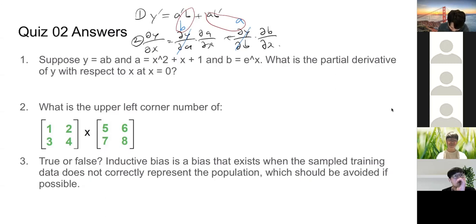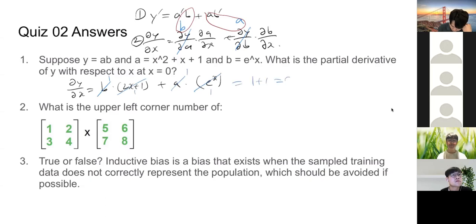So what is each value? In either case, we're going to use solution number two, because that's what we learned. We know that partial y over partial x is equal to b times partial a over partial x, which is 2x plus one, and then we add a times the partial of e to the power of x, which is e to the power of x, the same. If we substitute x equal to zero, then a will be equal to one, and e to the power of zero is one, so this will be one and this will be one. So it will be one plus one, which is two. So the answer is two.